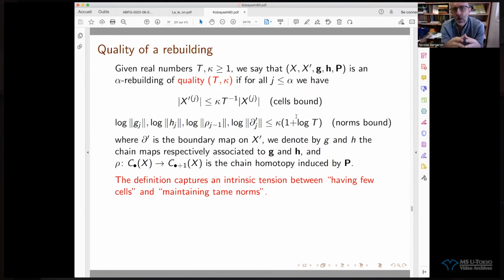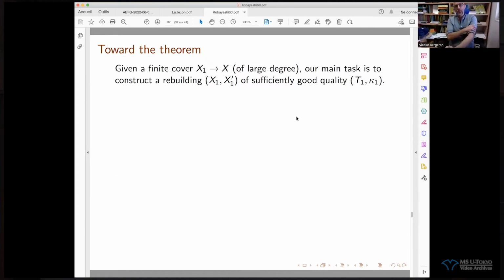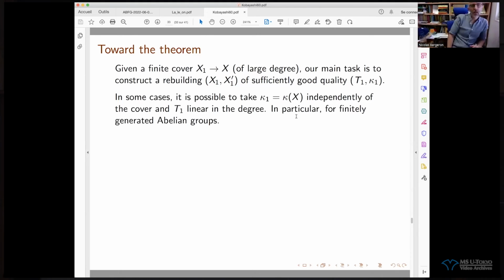And now the goal is to find a rebuilding with few cells and still a good norm bound. So I can now explain how to go toward the theorem in that way. So think of X as a cellular complex that computes the homology, and take a finite cover associated to gamma, a finite index subgroup in SL n Z. And now the goal is to rebuild the finite cover X1 with sufficiently good quality. So small number of cells and control on the boundary.